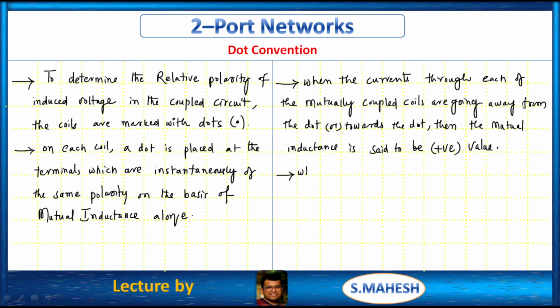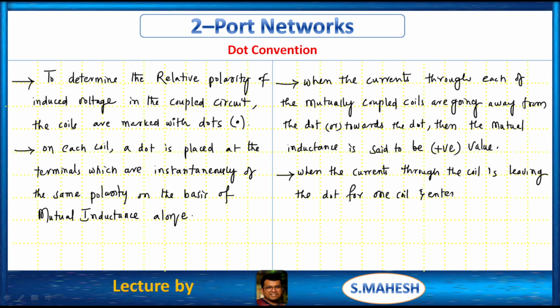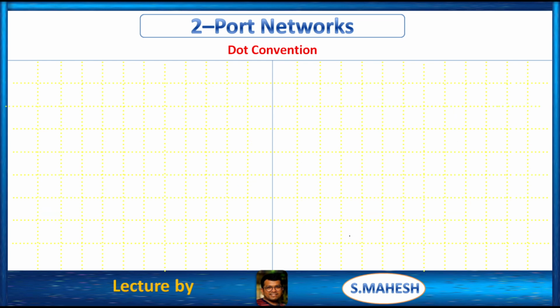Like that, when the current through the coil is leaving the dot for one coil and entering the other coil, then the mutual inductance is said to be negative. Now we have to discuss different cases based upon this dot convention.